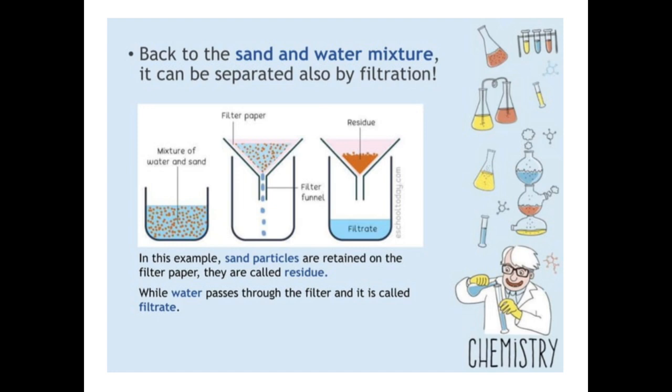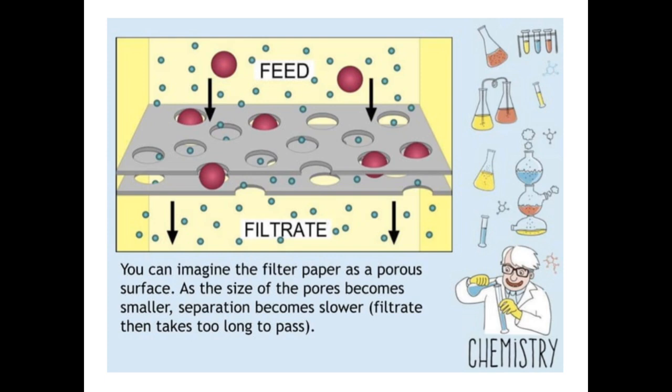You can also use a sand and water mixture. For instance, you can separate a sand and water mixture using filtration. This is the mixture. Immediately you pour it into the filter paper, through the filter funnel, you are going to have the residue, the sand, at the top, and then the water in the conical flask, which is going to be the filtrate.